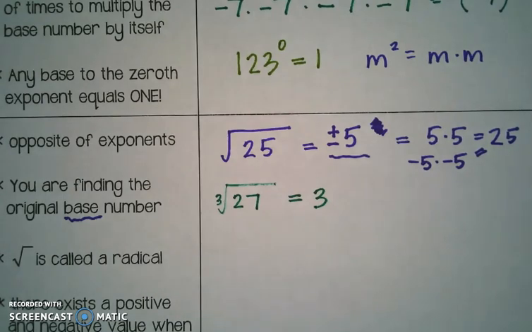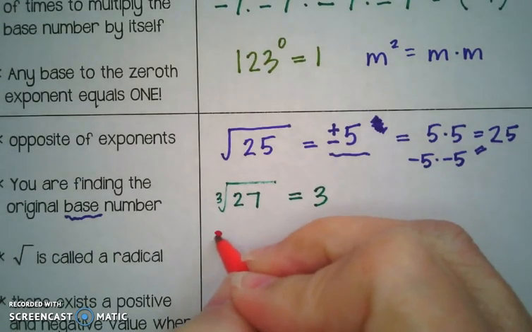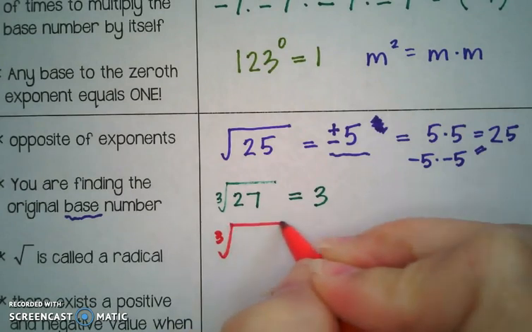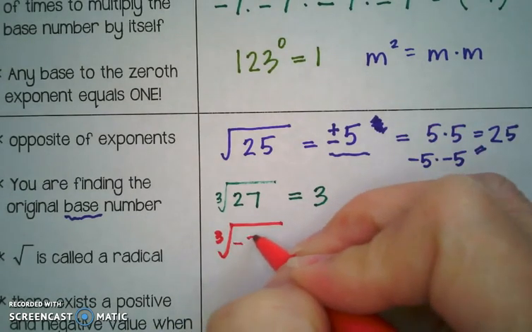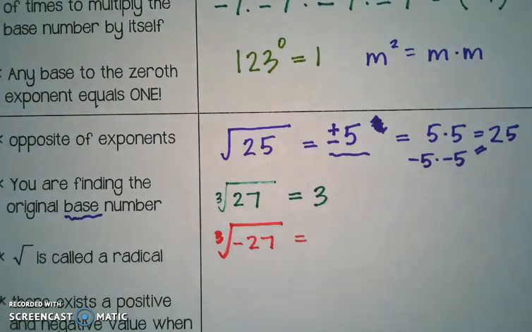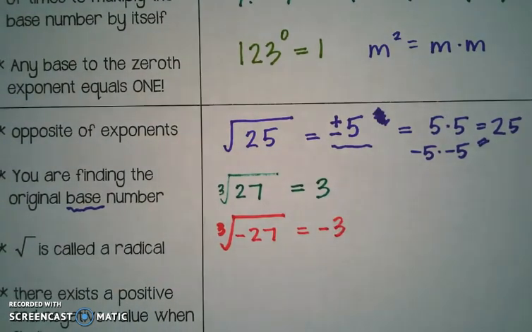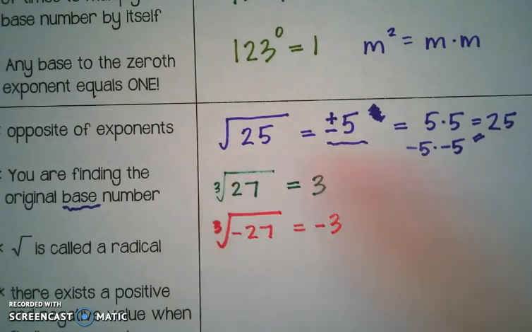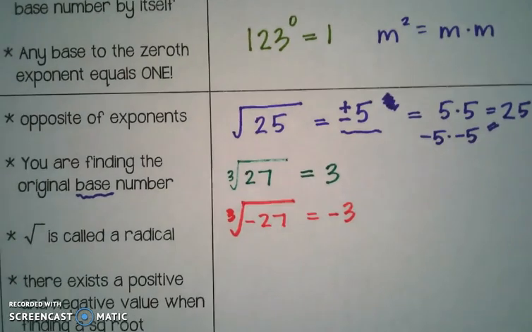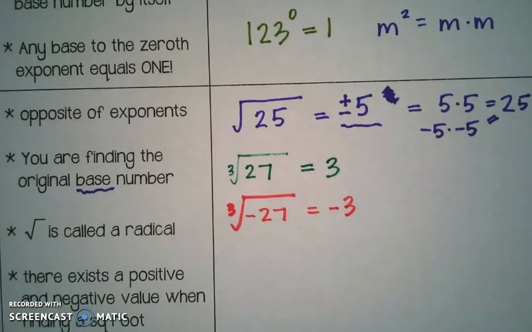So what that means would be that if we had the cube root of negative 27, that would be a negative 3. Because negative 3 times negative 3 is 9, times negative 3 would be negative 27. So whenever you take the square root of a number, whenever it's an even root that you're taking, it is going to be two possible answers.